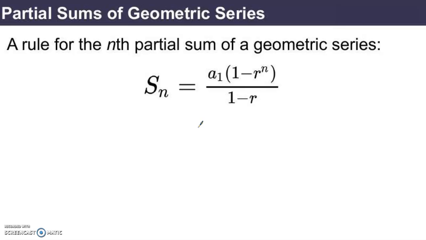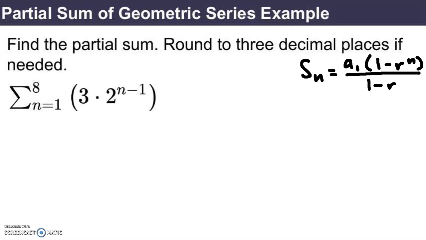Let's take a look at an example. Okay, here's a partial sum of a geometric series. The sequence involved is geometric, and the rule for that geometric sequence is 3 times 2 to the n minus 1 power. We want to find the sum of the first 8 of those terms. I need to know 3 things. I need to know how many terms there are, that's my n. How many terms would there be if we start with the first term and end with the 8th term? 8.